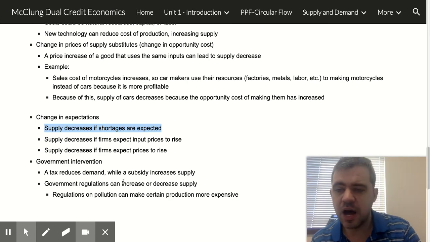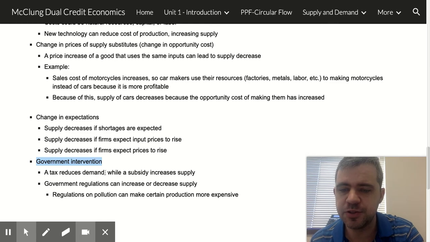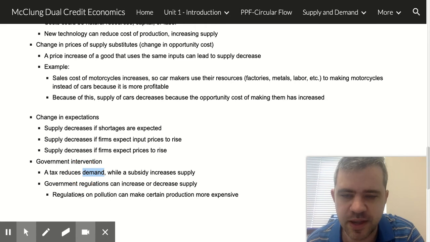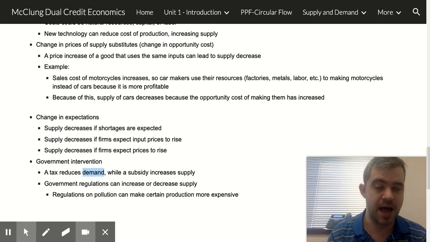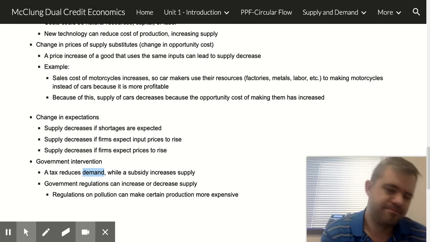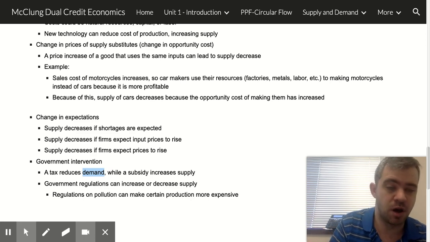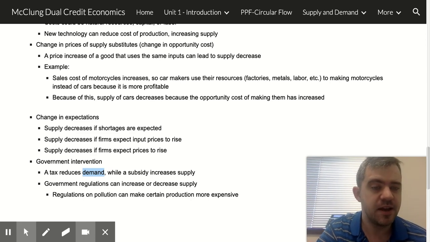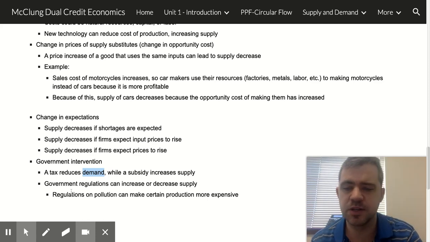Okay. Finally, government intervention can affect supply. This should say supply. So a tax on suppliers reduces supply. A subsidy for suppliers increases supply. This is pretty straightforward. Basically, a tax is just an extra cost, whereas a subsidy is like an extra benefit. So it shifts it pretty much the way that you would expect.